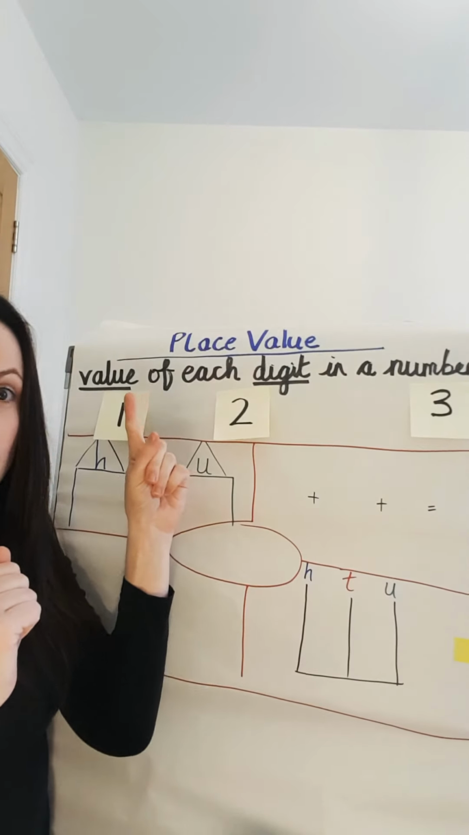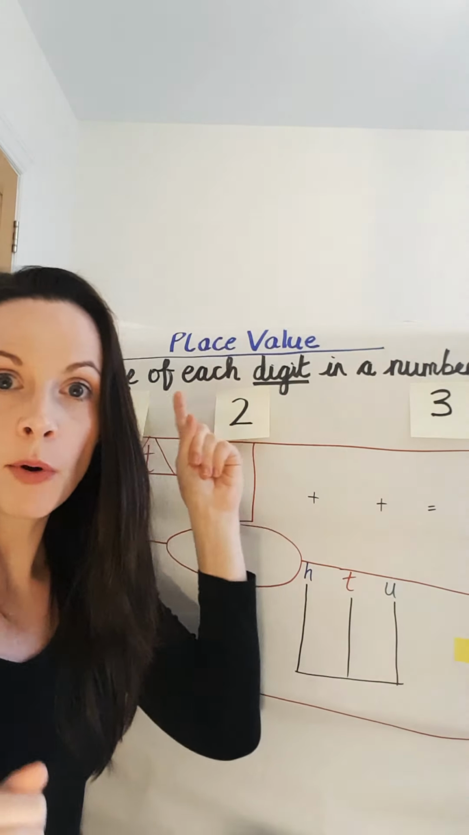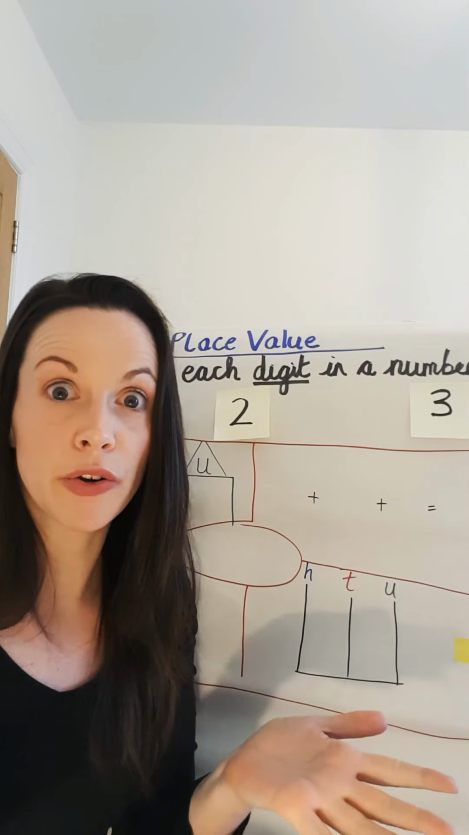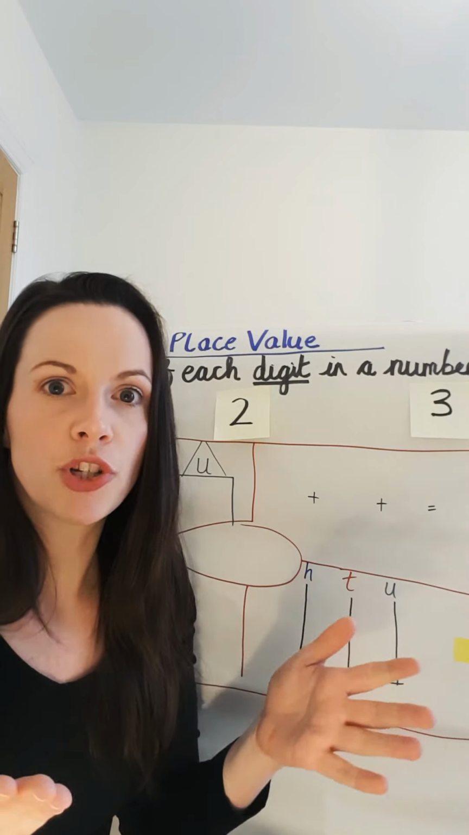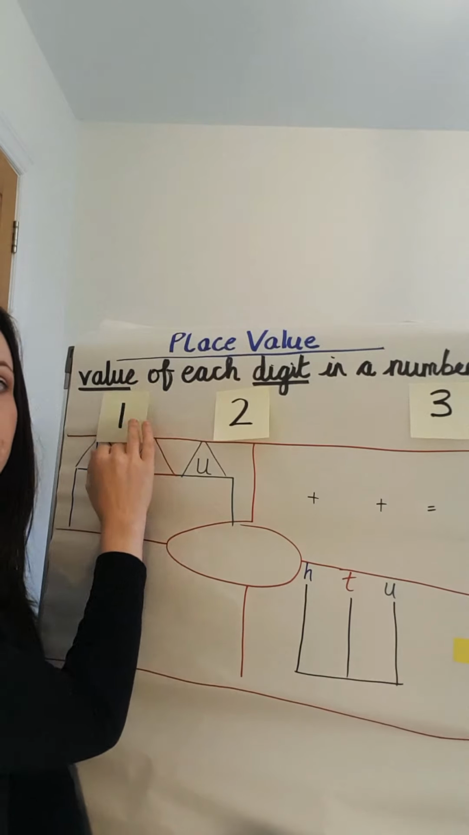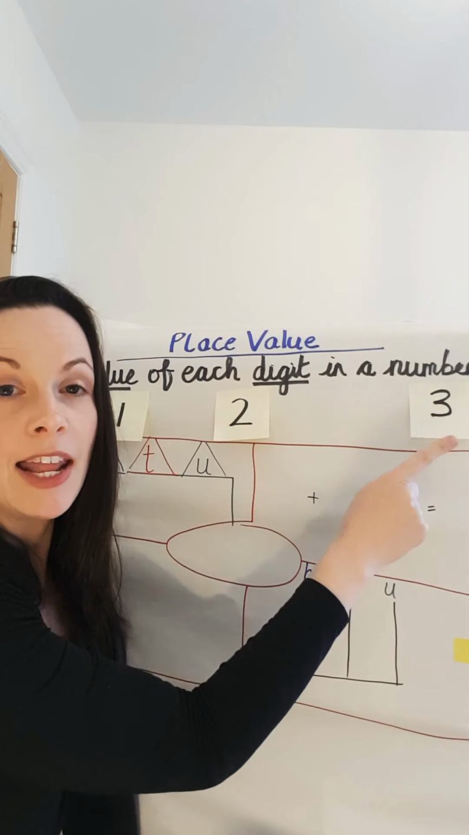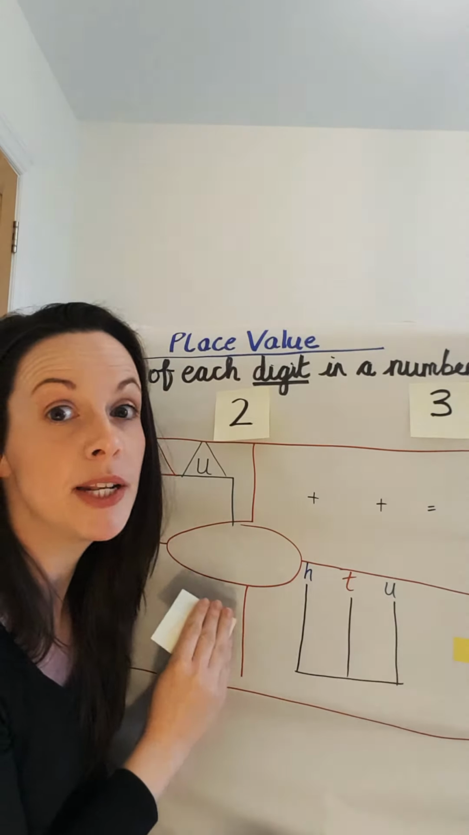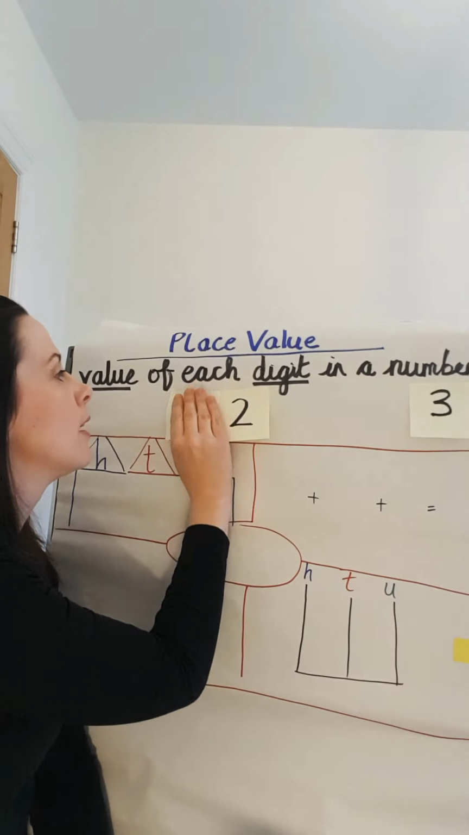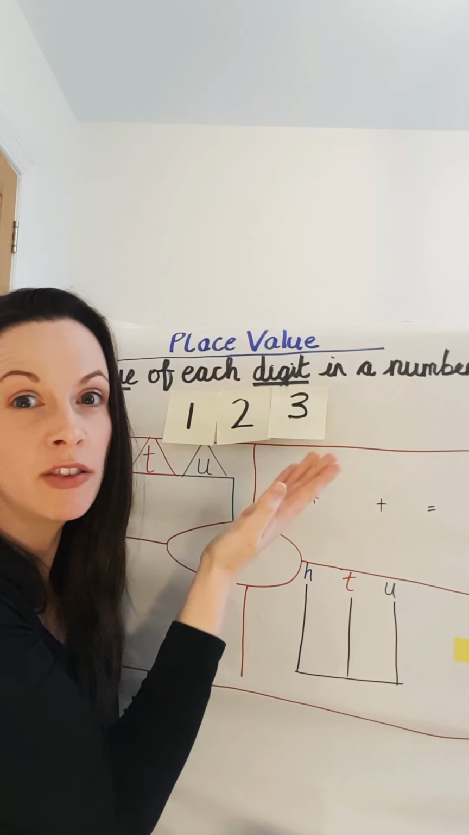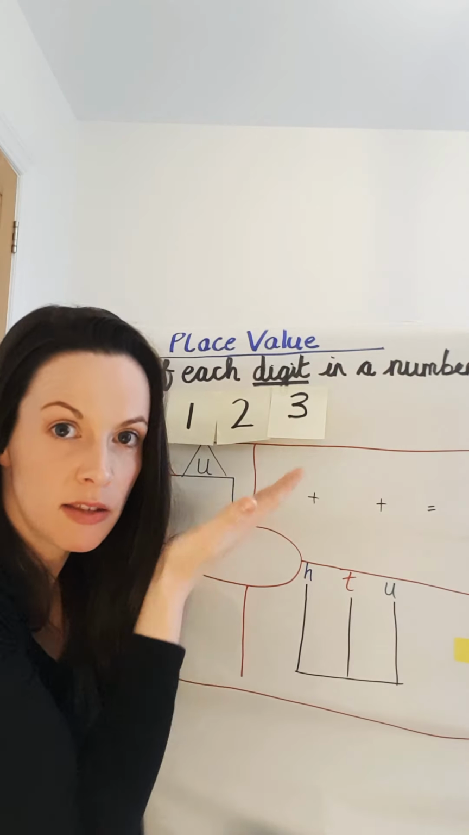What does the word value mean, the value of each digit in a number? Value is just another word for how much it's worth. How much is it in a number? So if we look at these digits, I have a 1, I have a 2, and I have a 3. Okay, and if I put the digits together to make a number, I get the number 123, because that's just the way I've placed them now.